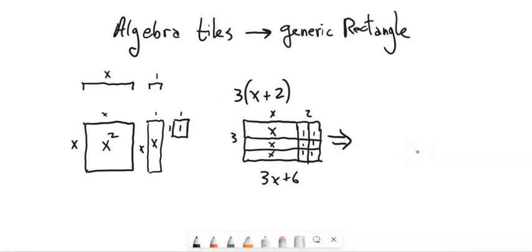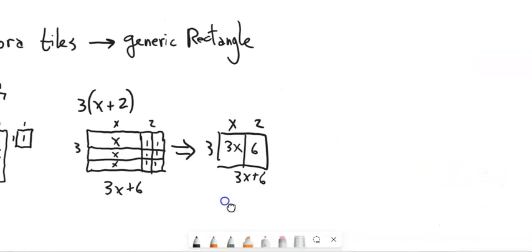And we've shifted that to something more generic, where we just say this side is 3 long, this side is x long, this side is 2 long, and then we can do our multiplications. 3 times x, 3 times 2 is 6. In class, we took a long time to develop this. It wasn't this quick.